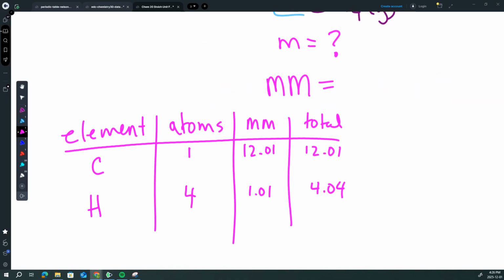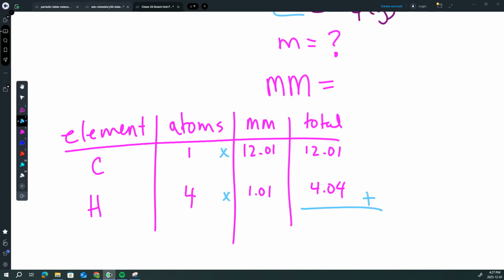All right, just to show you how I'm doing it, I've created this chart to organize my information. I've got elements in the first column, then atoms, then molar mass of each of the elements, and then totals. So what we're doing is taking the amount of atoms and multiplying it by the molar mass. For carbon, there's going to be 12.01 grams per mole. And then for hydrogen, since there's 4 of them, times the molar mass of each hydrogen atom, which is 1.01. So that gives us a total of 4.04.